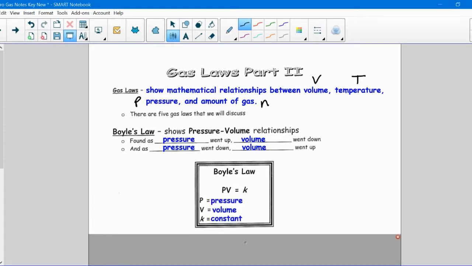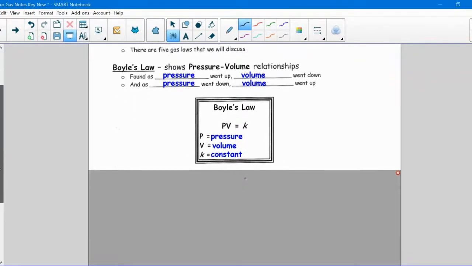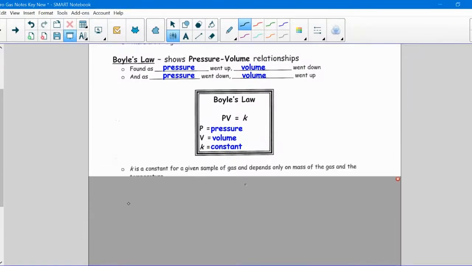So Boyle's law says that pressure times volume equals a constant. And this constant is just called K. We'll get to it later on in our gas laws. But for right now, we just care about pressure and volume. And because it's an inverse relationship, we're going to multiply them. So this K is a constant for a given sample of gas. It depends only on the mass of the gas and the temperature.